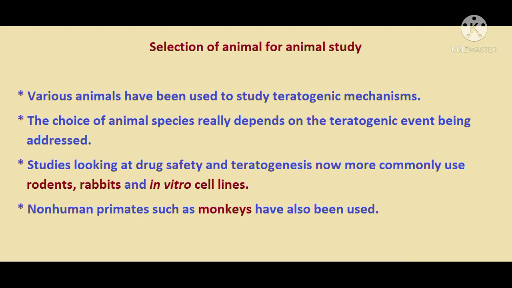Different species have been used as animal models for teratogenicity screening, most of them sharing a similar developmental process with humans. The choice of animal depends on the teratogenic events being addressed. We commonly use rodents, rabbits and in vitro cell lines when our study concentrates on drug safety and teratogenicity. Monkeys, which belong to non-human primates, have also been used in teratogenicity studies. Nowadays, research work is going on for the biological development of animals most used in teratogenicity tests, with the aim of maximizing human translation, reducing the number of animals used, and finally faster marketing of new drugs.